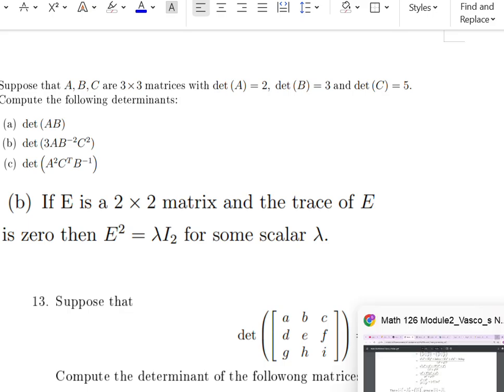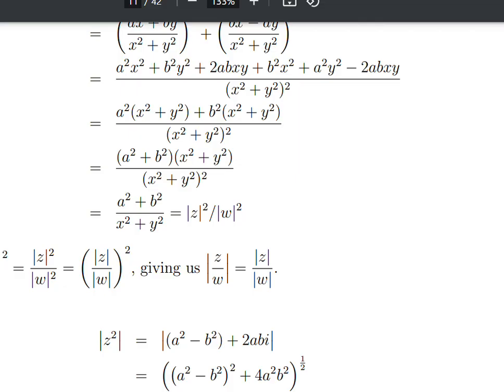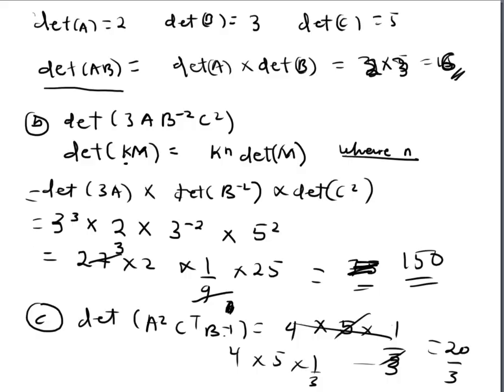If E is a 2 by 2 matrix, let me clear this. Now, E is a 2 by 2 matrix, and the trace of E is 0. Then E squared is equal to lambda I for some scalar lambda. Now we are being asked to find this lambda.